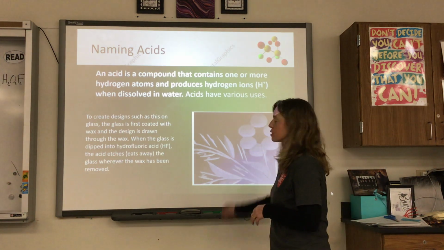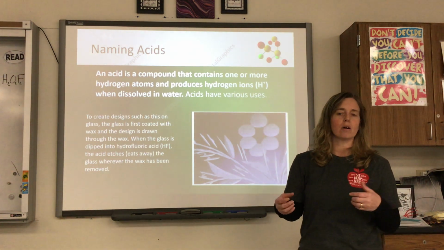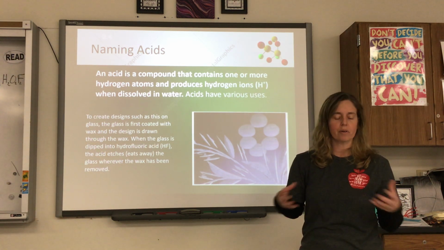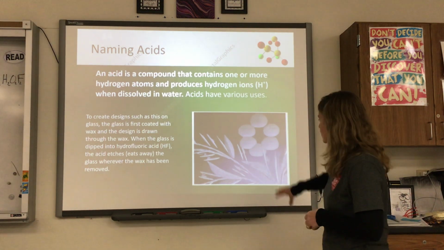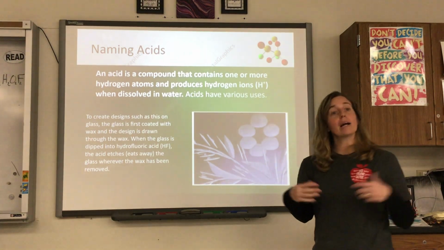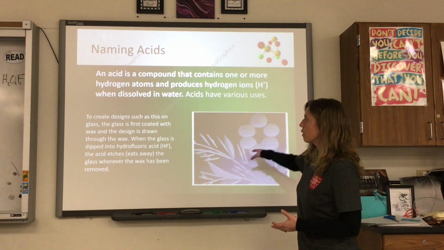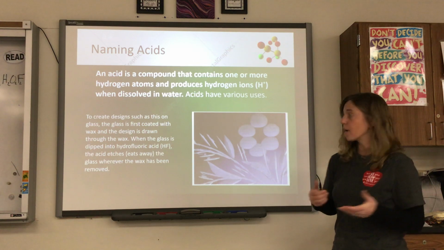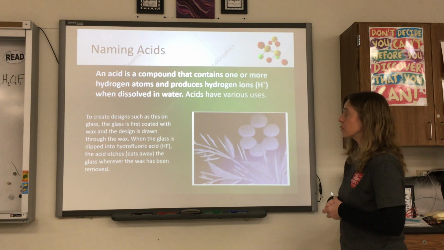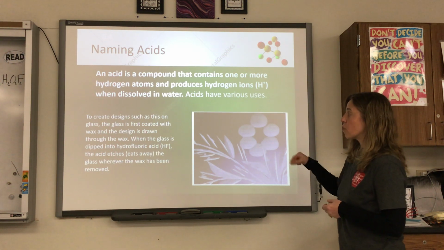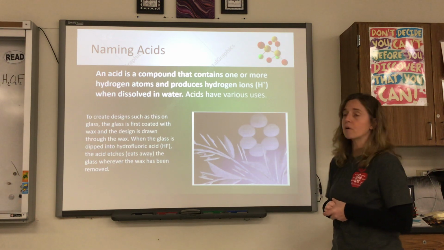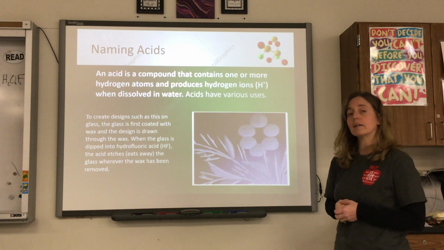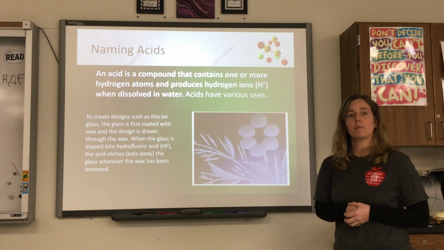Most people think of acids as something that burns, stings, melts things, and disintegrates things. But I thought this was a nice example: if you like art, you can create designs such as this on glass. This is called etching. You can coat the glass with wax, and the design is drawn through the wax. When the glass is dipped into hydrofluoric acid, the acid etches or eats away the glass wherever the wax has been removed.